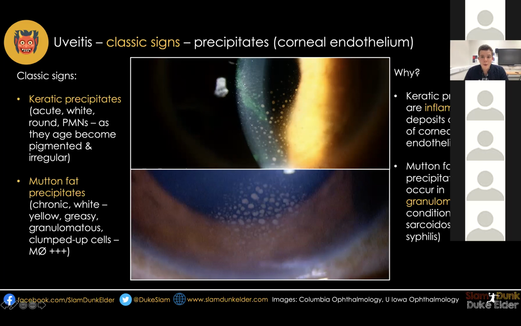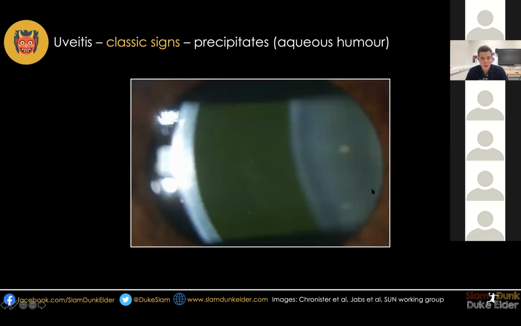And why? So chorotic precipitates we talked about, they deposit on the cornea, and mutton fat also deposit on the cornea and tend to be associated with granulomatous infections, only because we tend to need different cells to attack stuff like sarcoid or TB or syphilis. A different cell type is used to produce an inflammatory response with these conditions. So that's why we get mutton fat stereotypically with these.